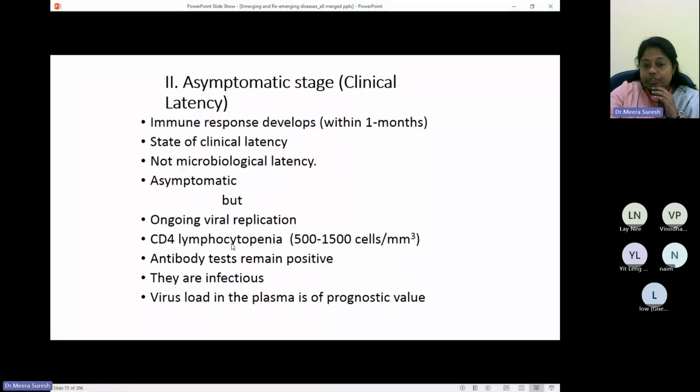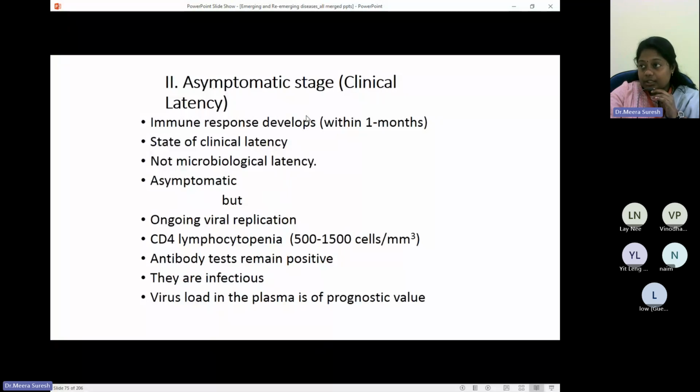There will be CD4 lymphocytopenia. Oh, sorry, it was not 200. 500 to 1500 cells per cubic millimeter is the normal count, but that will be reducing. The antibody test remains positive, and at this stage, though they don't have any symptoms, because they are microbiologically active and undergoing replication, they are infectious. And this is actually a dangerous phase in the case of an AIDS patient.